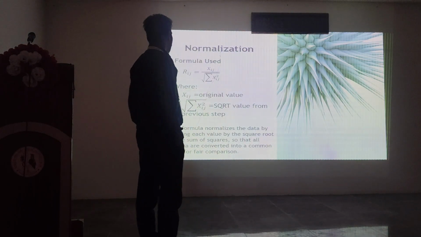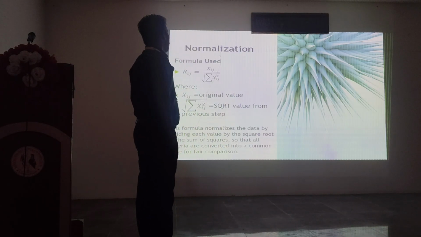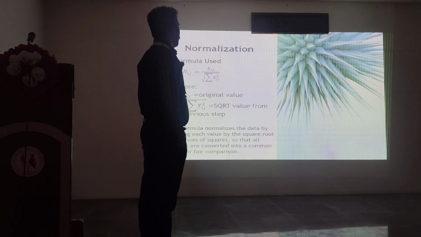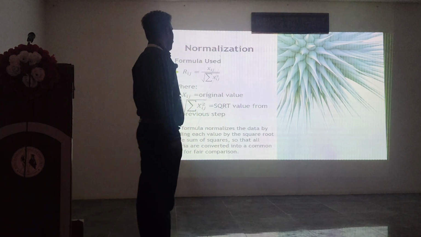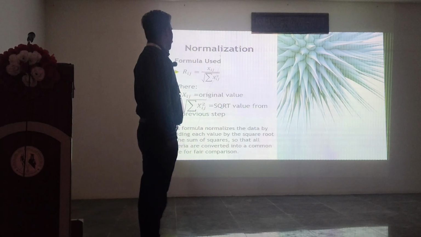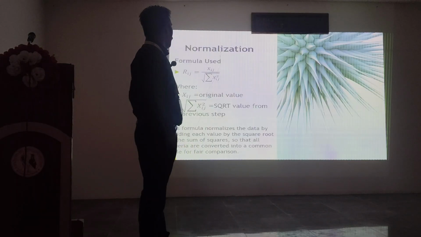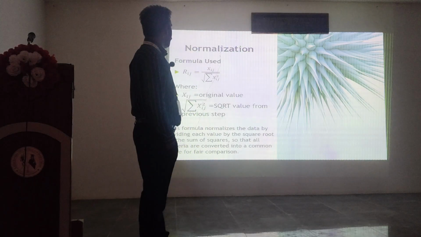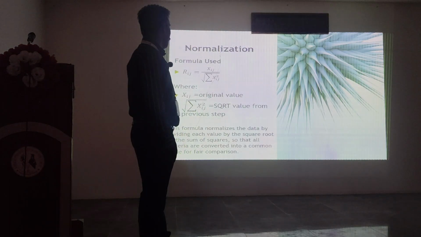This is the normalization formula: Rij is equal to Xij divided by the root of the sum of Xij squared, where Xij is the original value, and the root of the sum of Xij squared is the square root value from previous steps. The formula normalizes data by dividing each value by the square root of the sum of squares, so that all criteria are converted to a common scale for fair comparison.